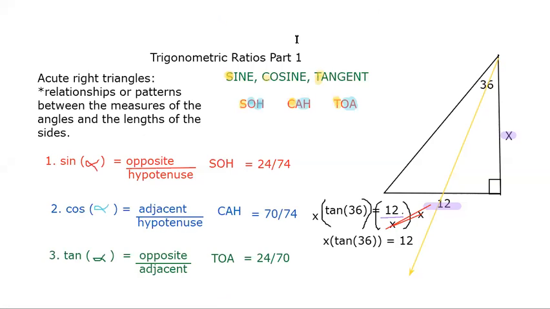So the tangent of 36 degrees is 0.727. So we have x times 0.727 equals 12. Now it's just basic algebra. We're going to solve that equation. We're going to divide both sides by that 0.727. And when we do, the ones on the left are going to cancel out.